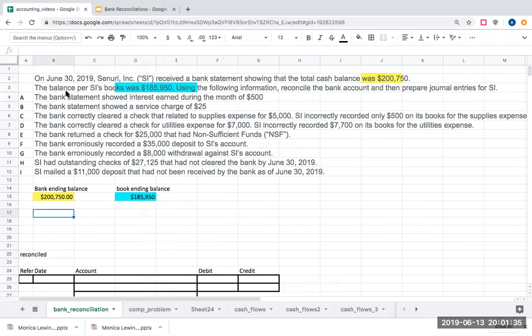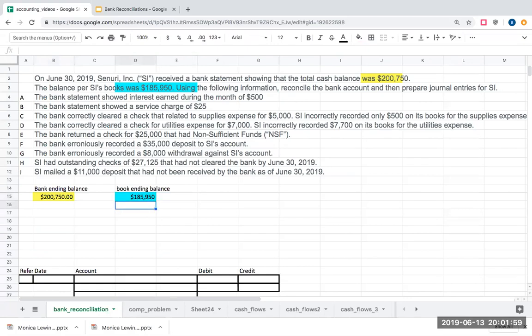So my first one here is that the bank statement showed interest earned during the month of $500. What I'm going to do, and I want to do my journal entries last, the first thing I want to figure out is how do I reconcile my bank account. So here, the bank statement is showing an increase of $500 as a result of the interest earned.